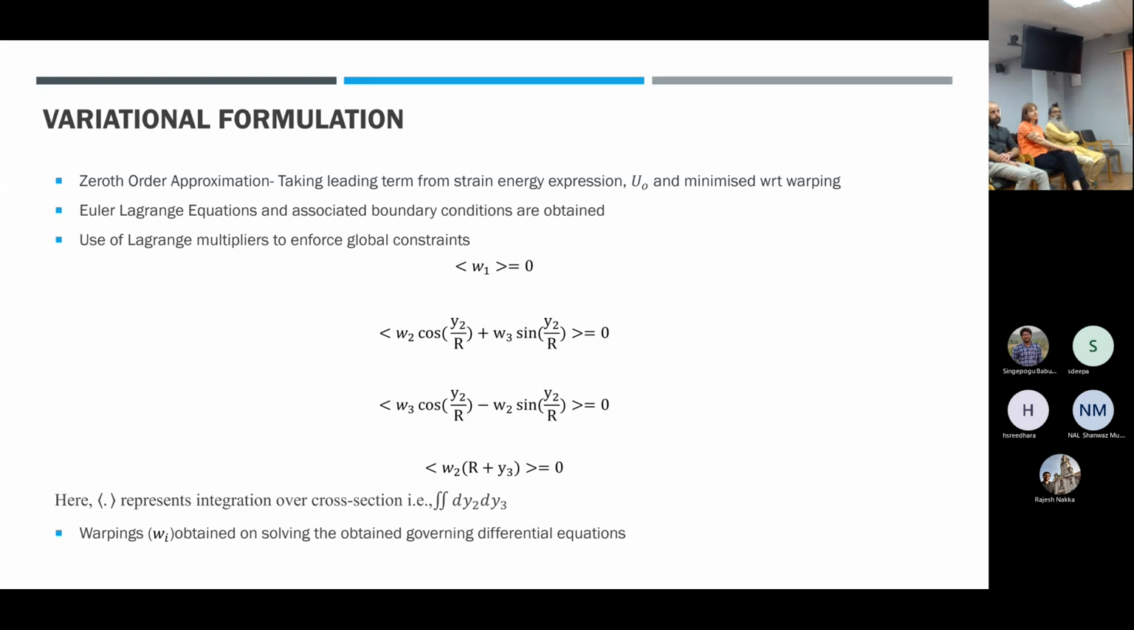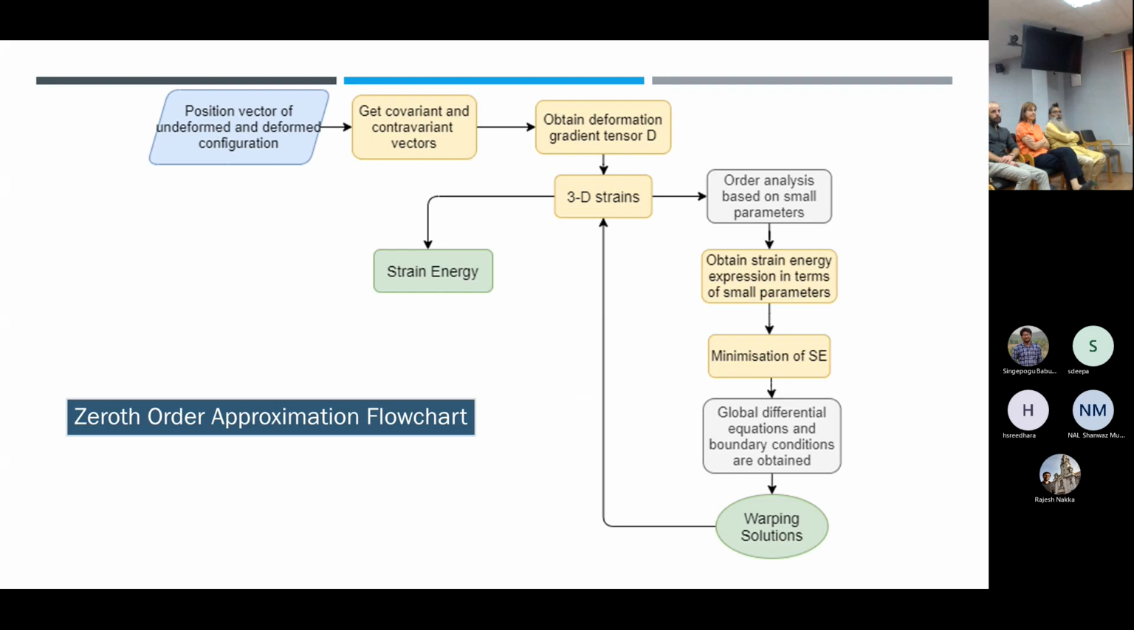And applying these constraints and solving the governing differential equations, we can get our warping solutions. So this is a general zeroth order approximation flow, where we get the position vectors, the contravariant and covariant vectors, and we obtain the deformation gradient tensor. And then we get the 3D strains, again doing the order analysis, getting the strain energies, minimization, solving equations, and then again the warping solution.